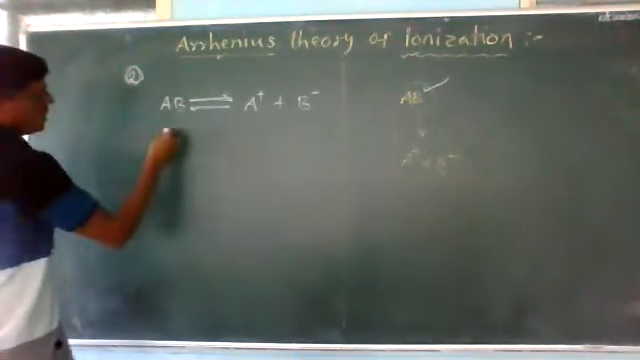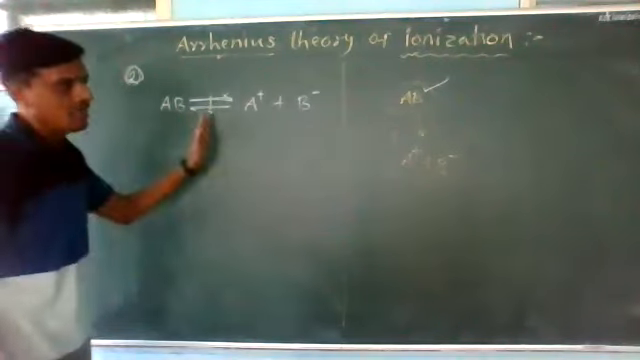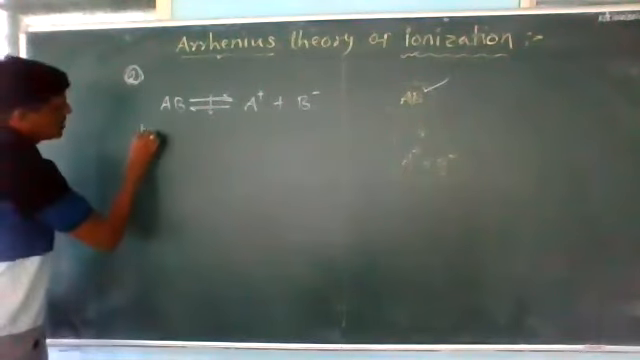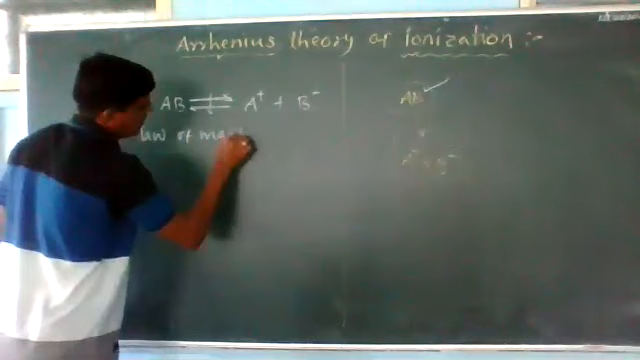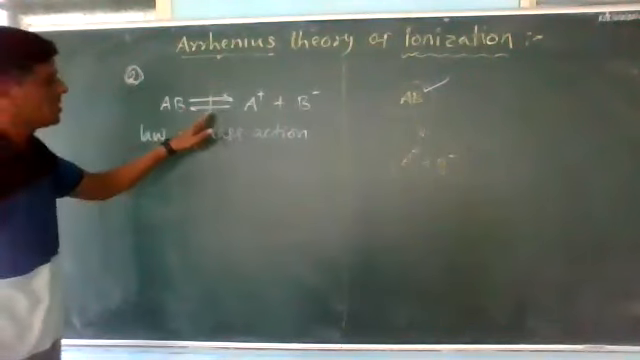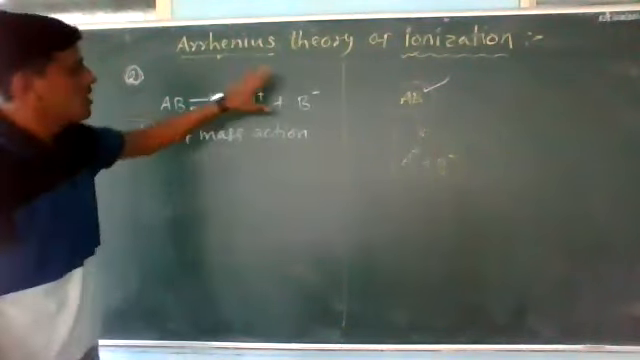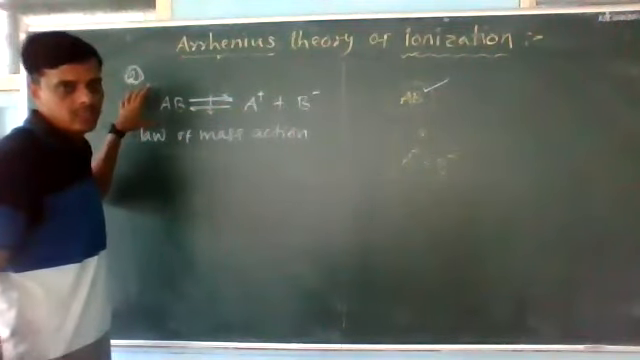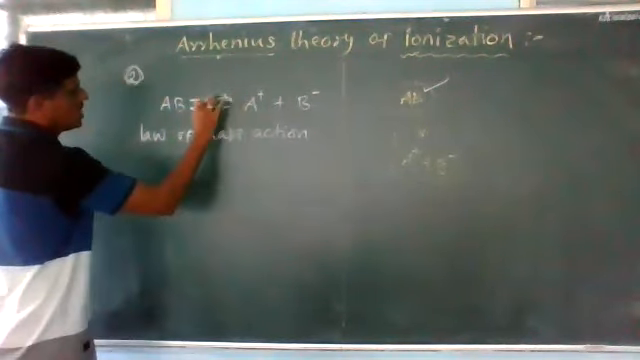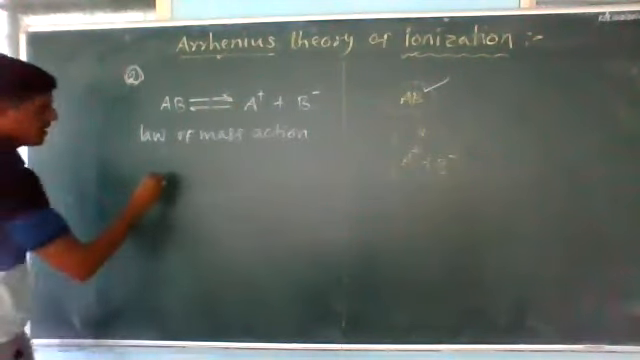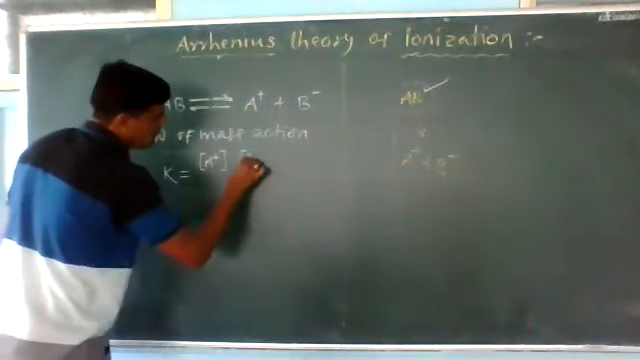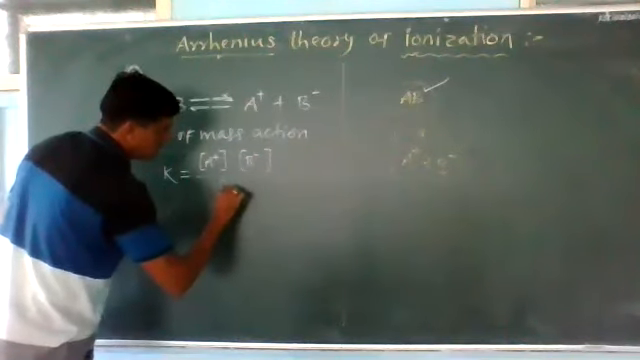Now, when the ionization is at equilibrium state, if we apply the law of mass action, which means the dissociation constant of this reaction is equal to the ratio of product divided by reactant, or in simple words, applying the law of mass action to this ionization process, I can write that K is equal to concentration of A plus ions into concentration of B minus ions divided by concentration of AB.